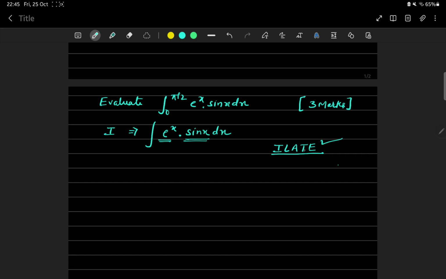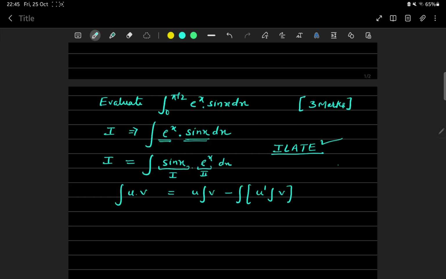There are two functions here, an exponential function and a trigonometric function. T comes before E, so we will take sin x as the first function, and e to the power x as the second function. Now we'll apply integration by parts. Integration by parts is what? If there are two functions, integral of u v can be written as u integral v minus integral of u dash integral v.